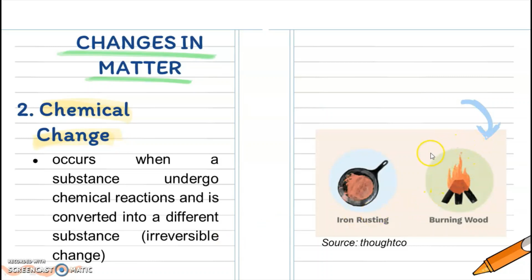Another example of chemical change is burning of wood. So, pag sinunog natin si wood, magiging abo or ash na siya. And hindi mo na siya maibabalik ulit into a hard, solid na wood.